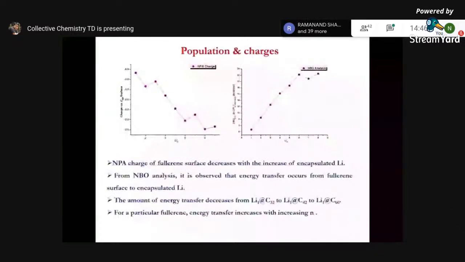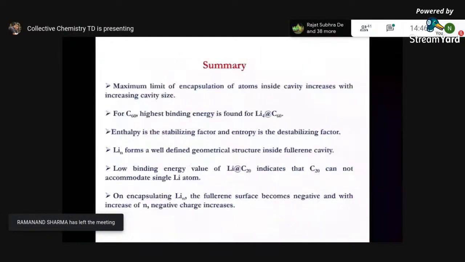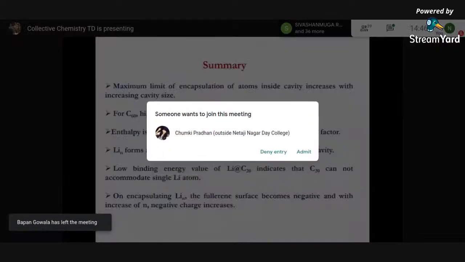It's a charge of the fluorine surfaces, and we also calculate that. We don't discuss that here. Now, the summary. Here we observe that the maximum limit of encapsulation of atoms inside the cavity increases with the cavity size. Now, for C60, we can encapsulate 4 lithium inside C60 with ease, but it can be up to n equals 9. The important factor here is that enthalpy is the stabilizing factor, whereas entropy is the destabilizing factor to encapsulate the fluorine.